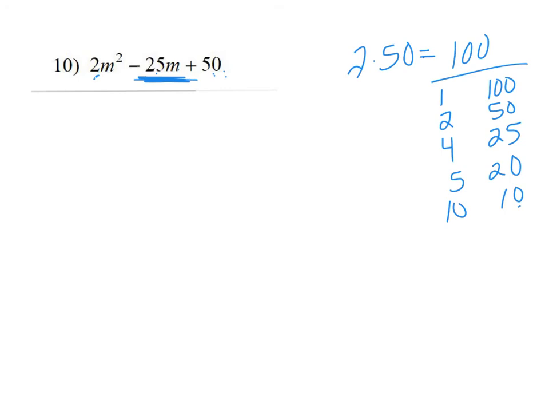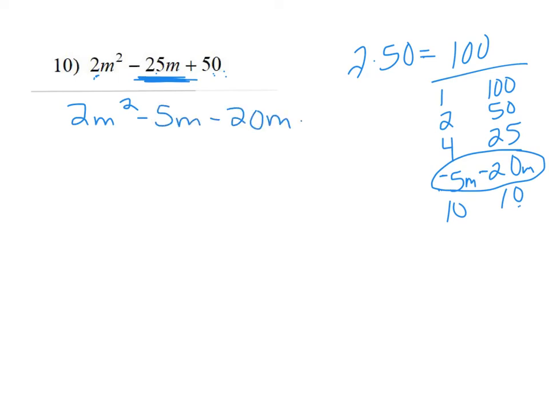Alright, so we need to find which of these will add or subtract to get 25. And this pair does. And notice we want a negative 25 here. How am I going to get this 5m and 20m to then be a negative 25m? The only way that would happen is if they are both negative. So when I expand the term, I'm going to bring down the first and last term, but I'm going to expand this middle term by putting negative 5m minus 20m plus 50.